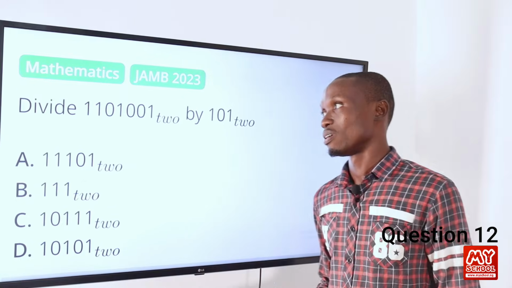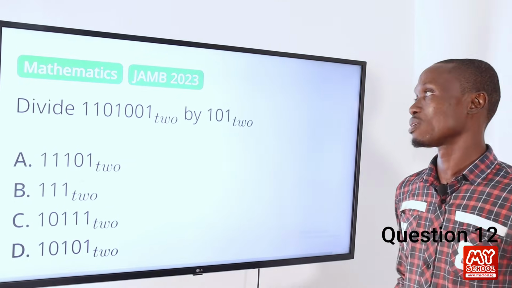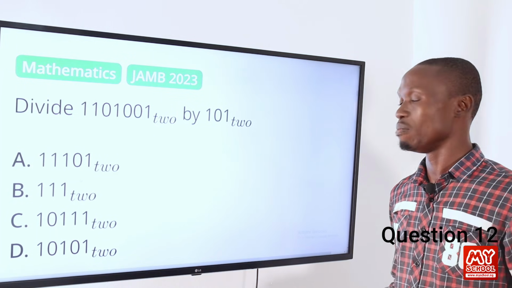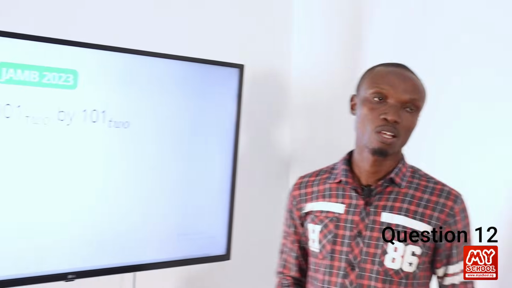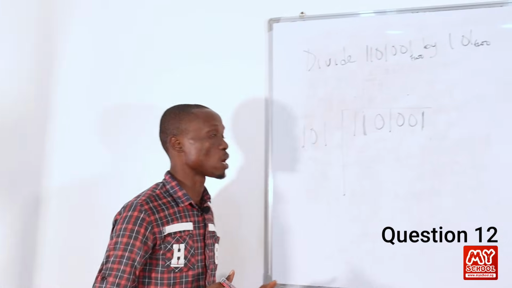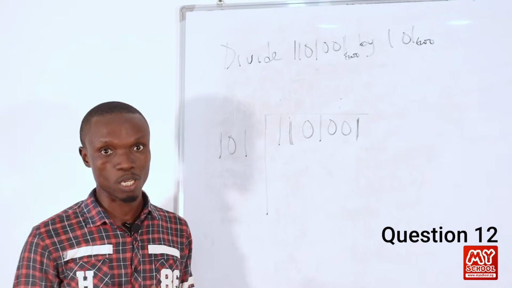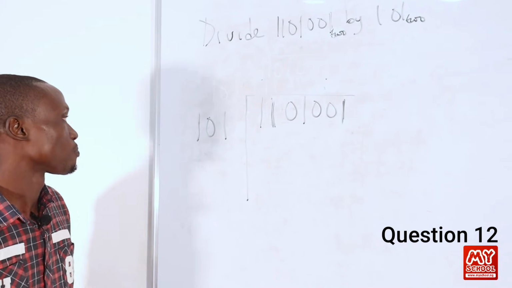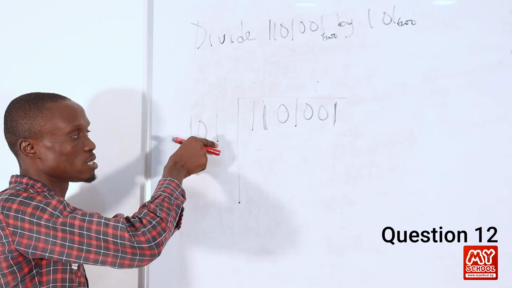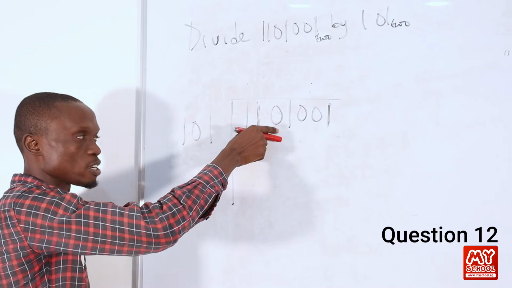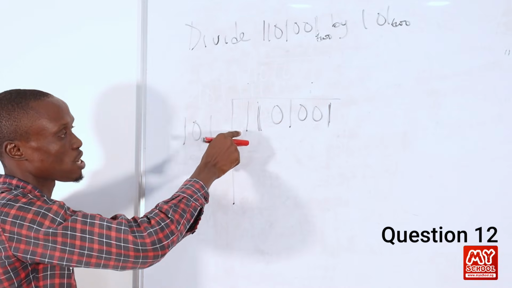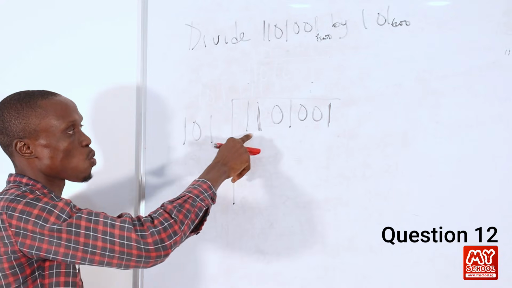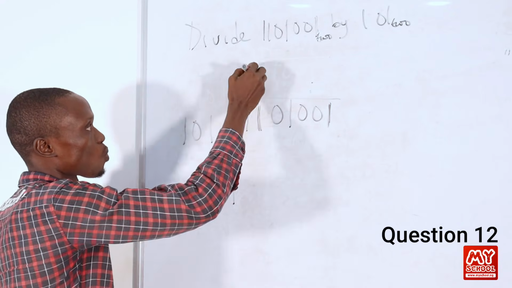Question 12. Divide 1101001 in base 2 by 101 in base 2. So let's move over to the board. We are going to be using the long division method, which will make it easier and faster for us. Since we are dividing with a 3-digit number, we'll first try it with the first 3 digits here, which is 110. So 101 into 110 is equal to 1.